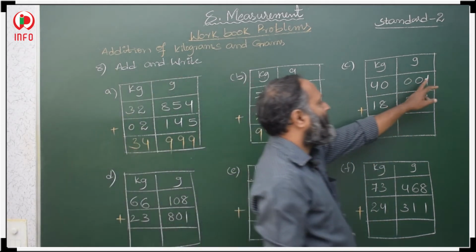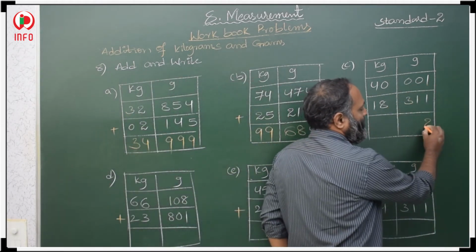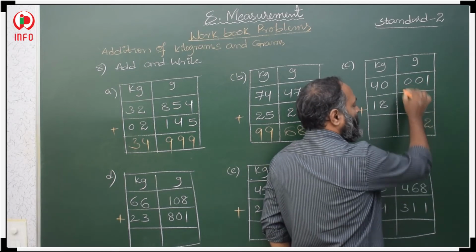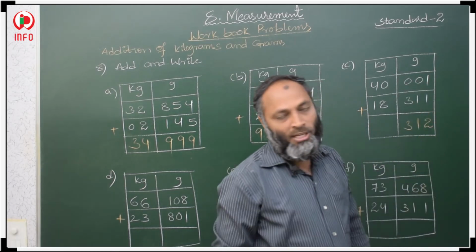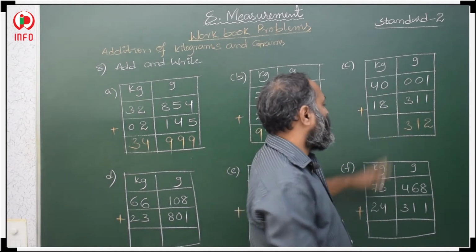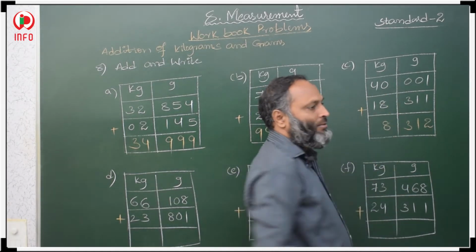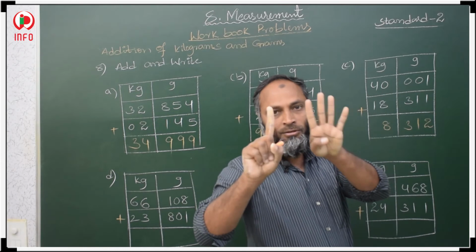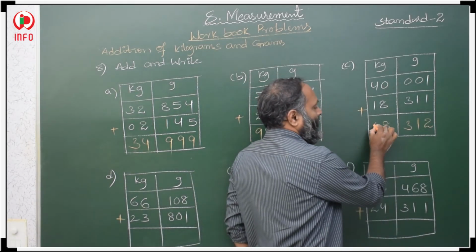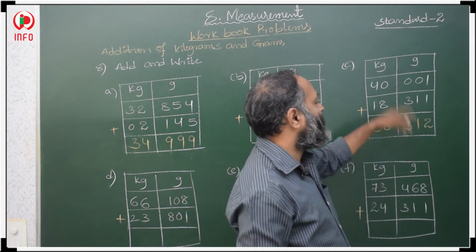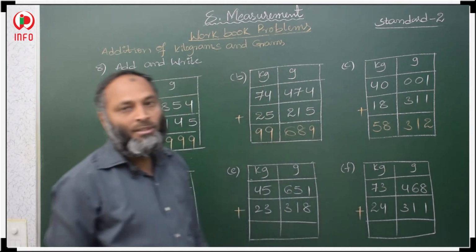Then 1 plus 1, that we know, 2. 0 plus 1, 1. 0 plus 3, 3. 0 plus any number is the number itself. Then 0 plus 8, 8. 4 plus 1, 5. It means 58 kgs, 312 grams.